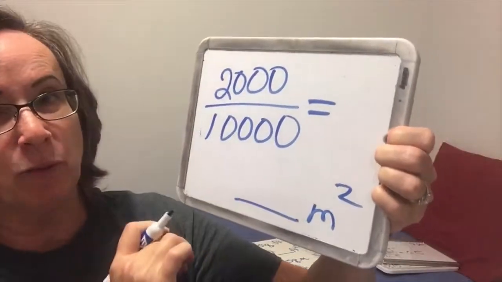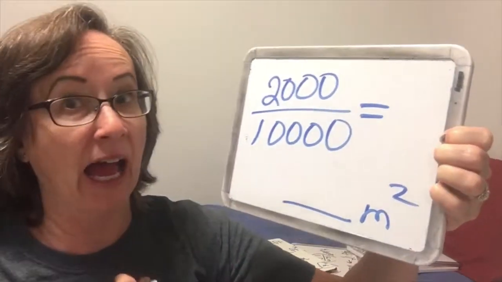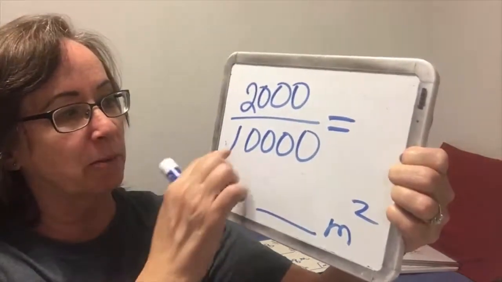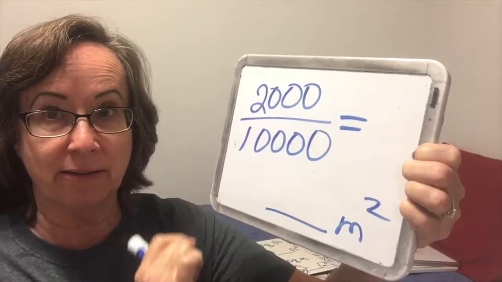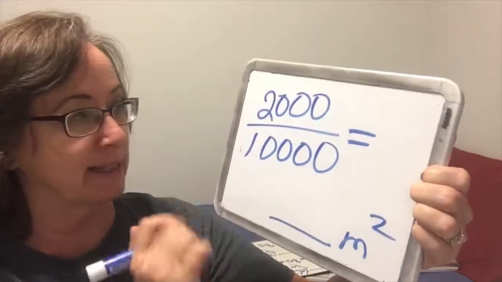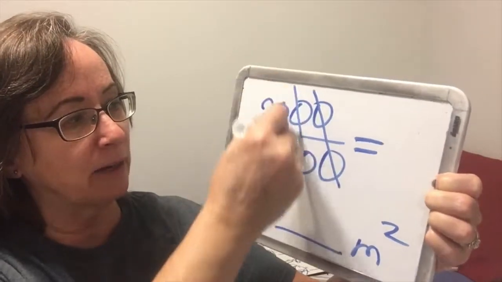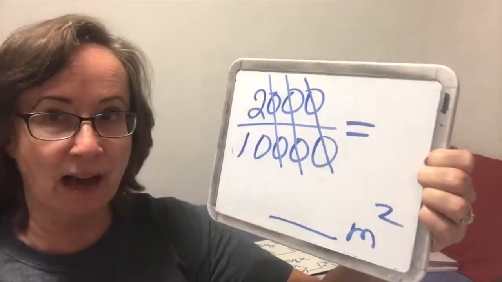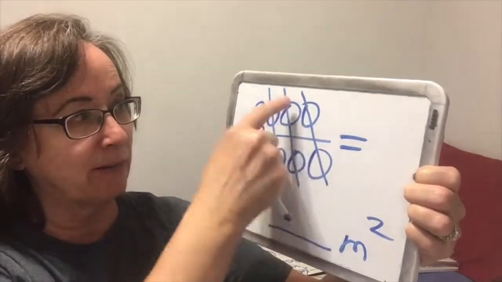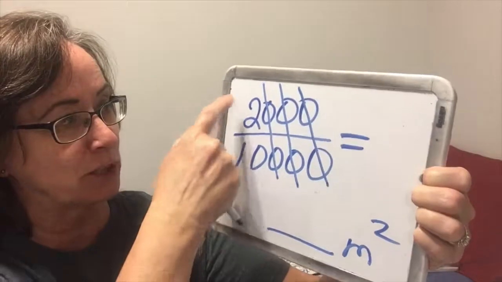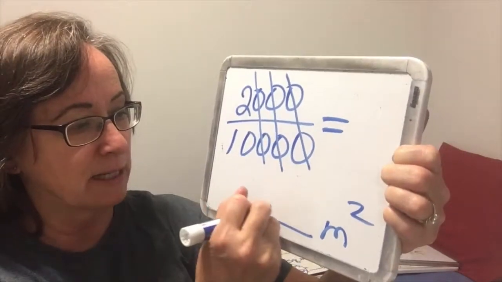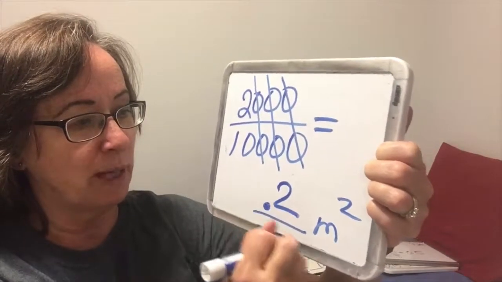Okay, so now we would not leave the answer like that. I wouldn't leave the answer like that because that one's too easy to do. Because remember, this was 100 times 100 down here, and 100 times 100 is pretty easy. I wouldn't leave it in parentheses. But remember, with zeros, we can divide the top and the bottom by tens until we get rid of every zero except for 2 over 10, and 2 over 10 is 0.2. So we would have 0.2 meters squared.